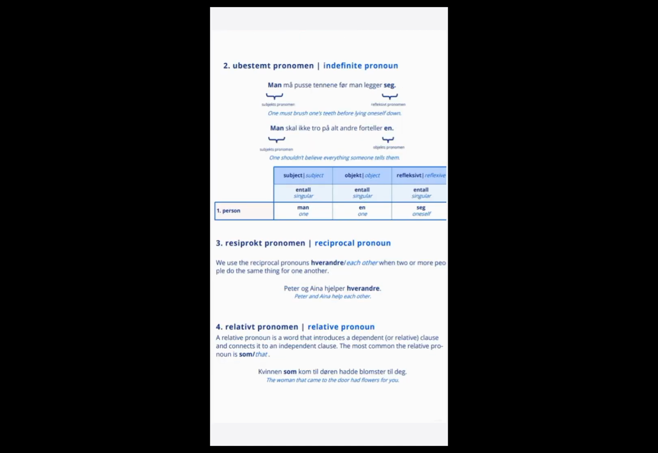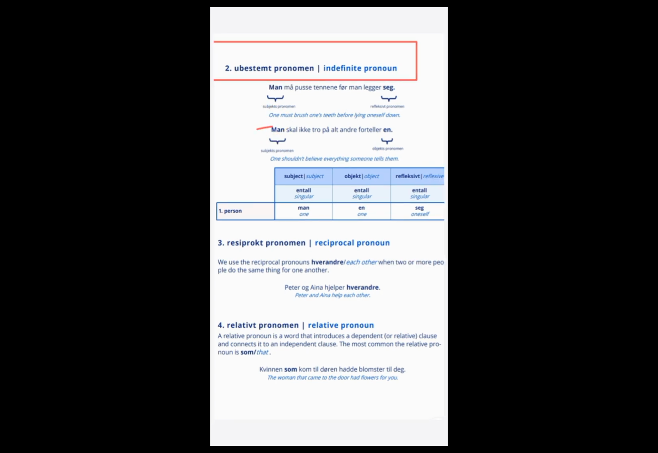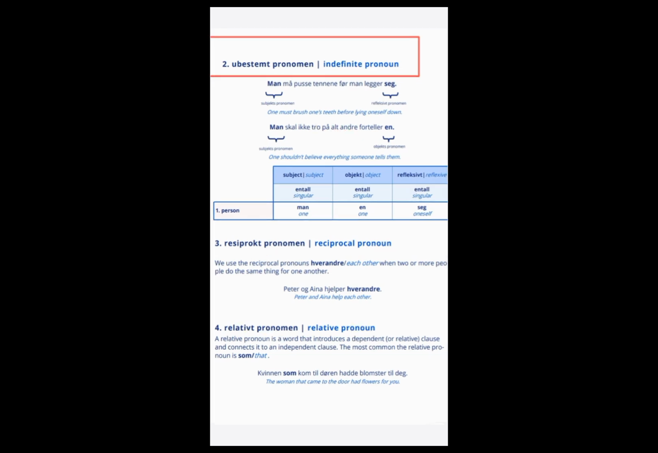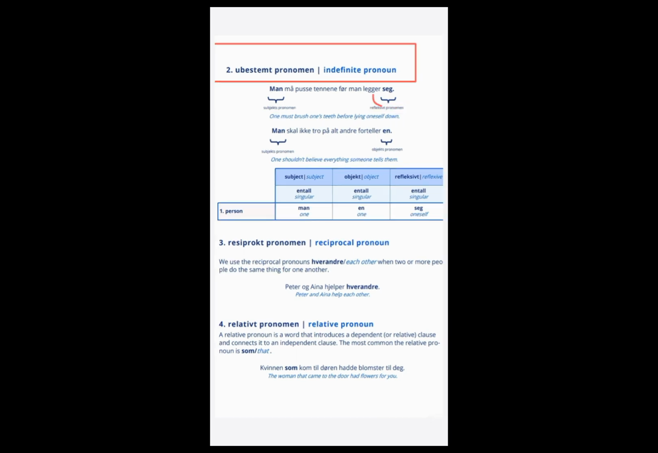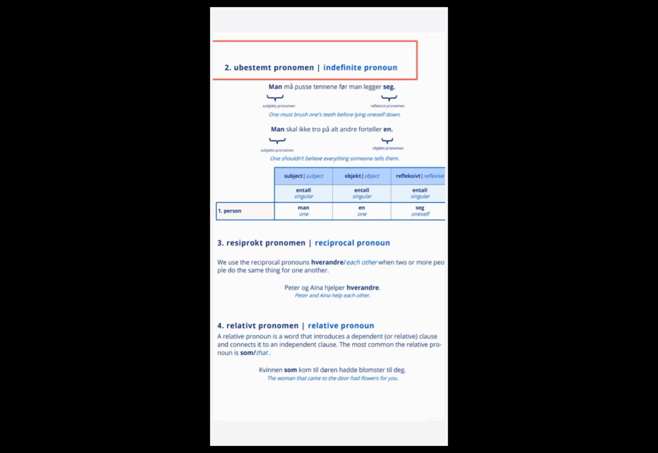The second form of pronoun in Norwegian is ubestemt pronomen or indefinite pronouns. When there is an indefinite person, we use one in English. One must brush one's teeth before laying oneself down. In Norwegian, we use man in place of one. Man må pusse tennene før man legger seg. Here you can see seg, a reflexive pronoun. You can see in the second example, man is used in place of one, and here en, it's an object form, like you can see in the English example them. In place of them they are using en for an indefinite pronoun.